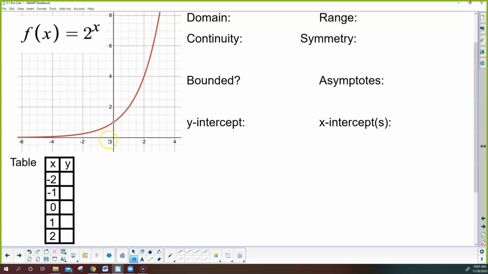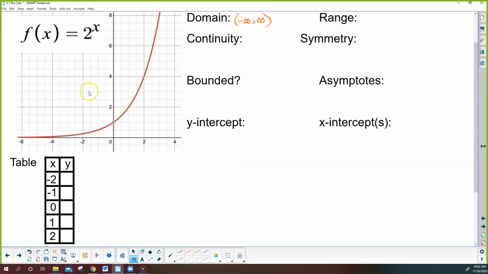Domain is my x values. That's anything from left to right on the graph. Notice this is a continuous function all the way from the left to the right, which means my domain ends up being all real numbers. We want to write that with open brackets from negative infinity to infinity.